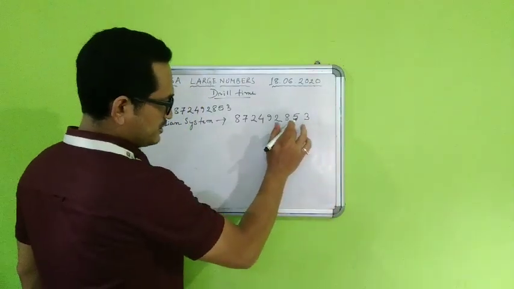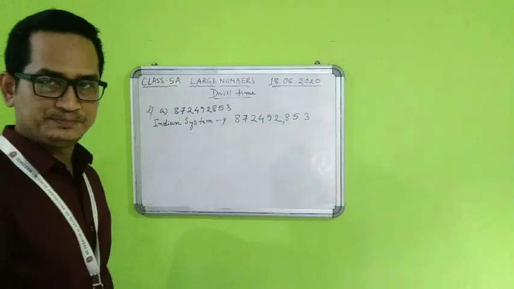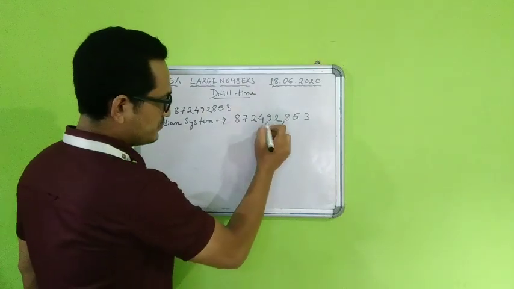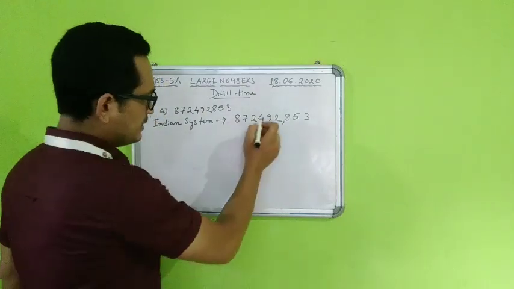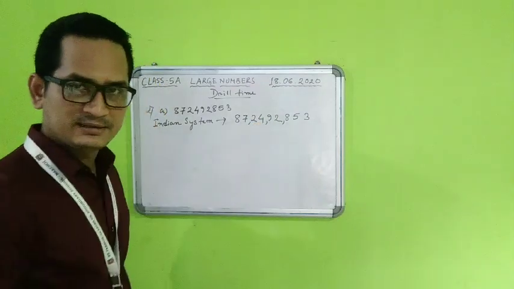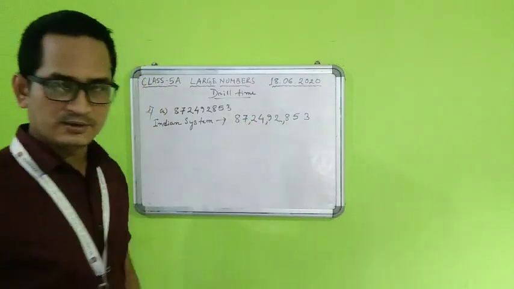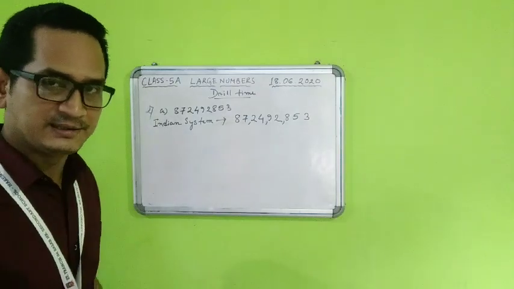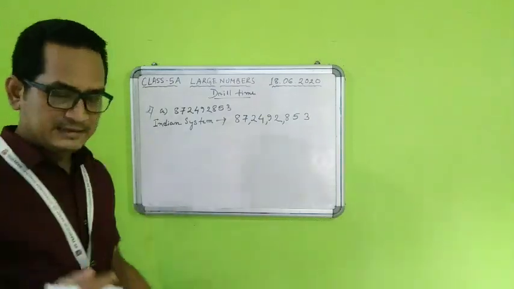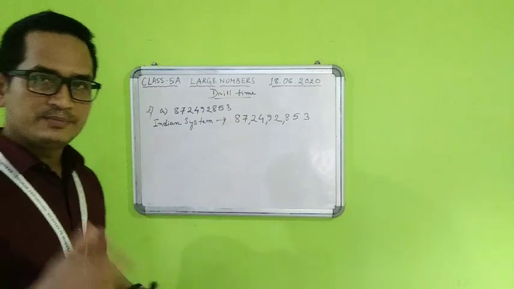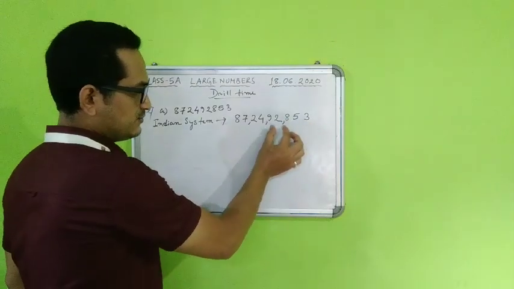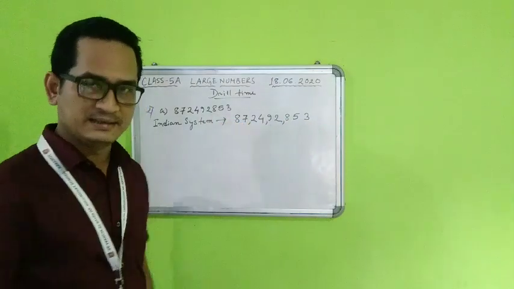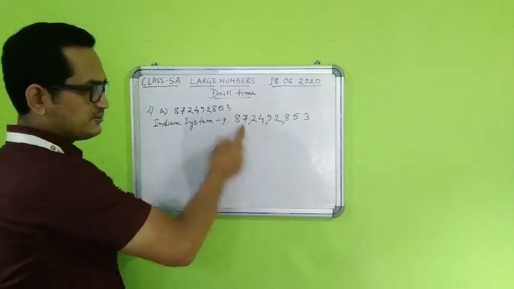If I say first 3 places will be the ones place, next 2 places will be for the thousand place, next 2 places will be for the lakhs, and then next 2 places will be for the crores. So we got all the periods here. Fine, as per Indian system. Because already I said that in Indian system, the periods will come first 3, then after that 2, 2, 2, like this. So let us start reading from the extreme left.